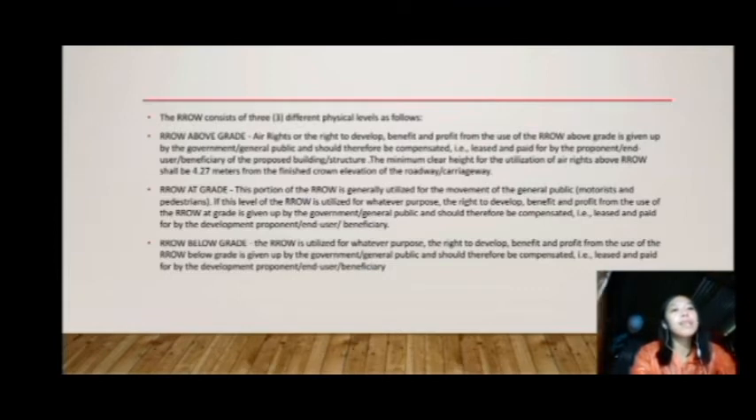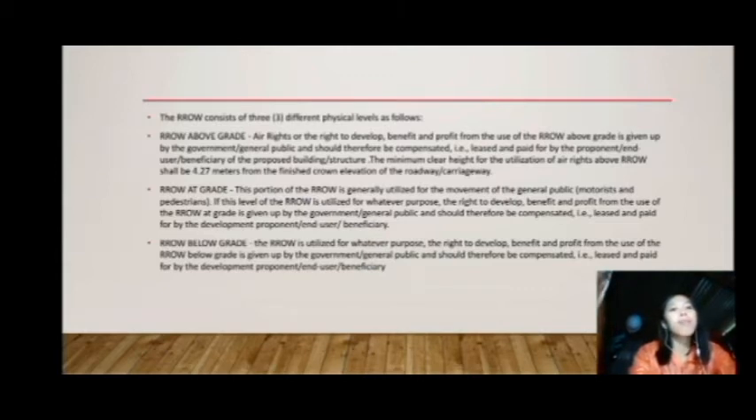The land is leased and paid for by the proponent and user beneficiary of the proposed building. The minimum clear height for the utilization of air rights above the RROW shall be 4.27 meters from the finished ground elevation of the roadway. For the RROW at grade, this portion is generally utilized for the movement of the general public, for the motorist and pedestrian.